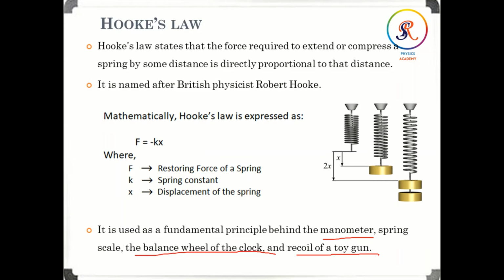What is the recoil of a toy gun? The toy gun consists of a spring attached to its back. So when the trigger of a toy gun is pressed, what happens here? It releases the toy bullet and quickly recoils with the help of a spring attached to its base. So this action of recoiling is based on Hooke's law.